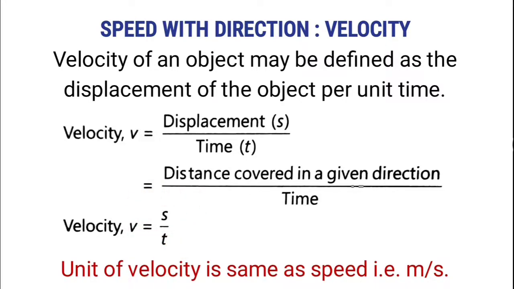Now you see this formula is exactly the same as the formula for speed, but there is a difference: in the formula for speed, s denotes distance, but in velocity, s denotes displacement. That is the difference. Now velocity is defined as displacement upon time, and displacement is measured in meter and time is measured in second. So the unit of velocity is the same as speed, that is meter per second.